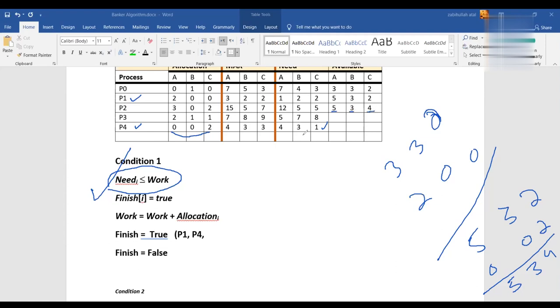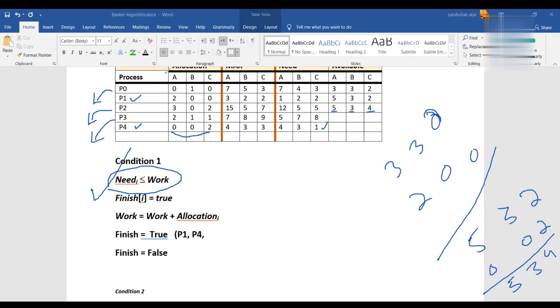Good. So let's find which process. P0: is it qualifying this? No. P1 is already done. P2? No, P2 cannot. P3, 5, 7? No, it's also not. See, now the system will be in a deadlock situation. The system will be in a deadlock situation for P0, for P2, for P3.